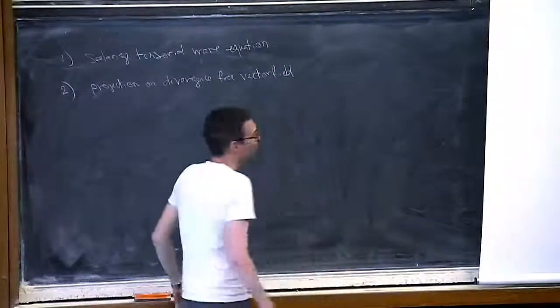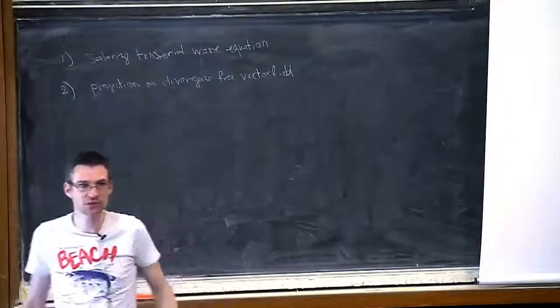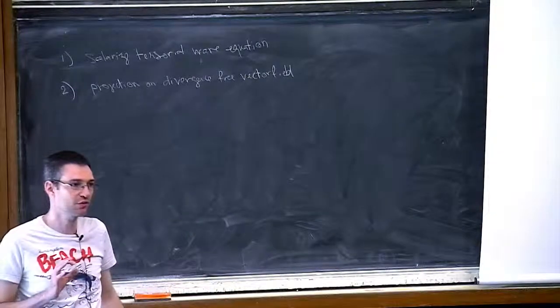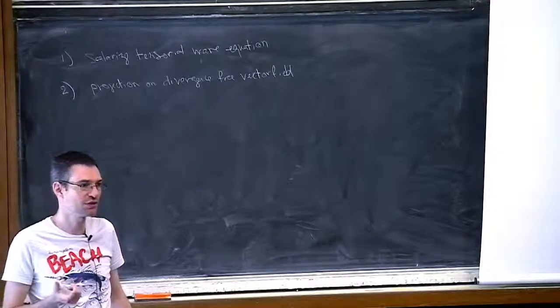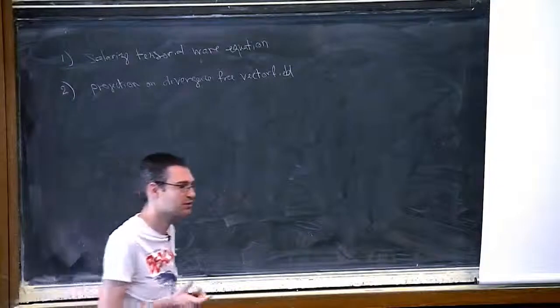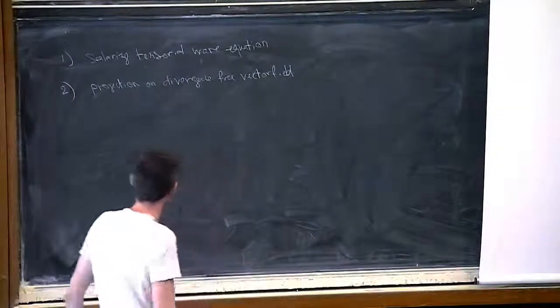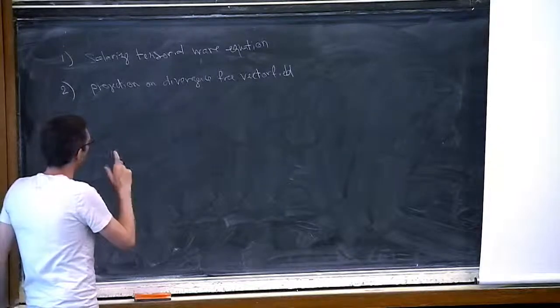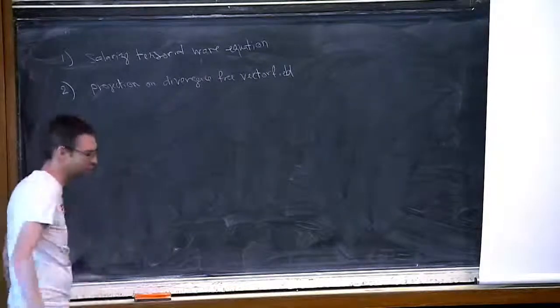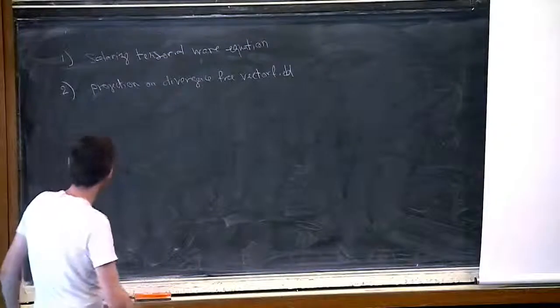So again, this step is totally trivial here simply because the projector on divergence-free vector fields commutes with the D'Alembertian in Minkowski spacetime, okay? But of course, in the curved case, this is no longer true, right? When you look at the commutation between the D'Alembertian and the projection on divergence-free vector fields, you get something highly non-trivial.